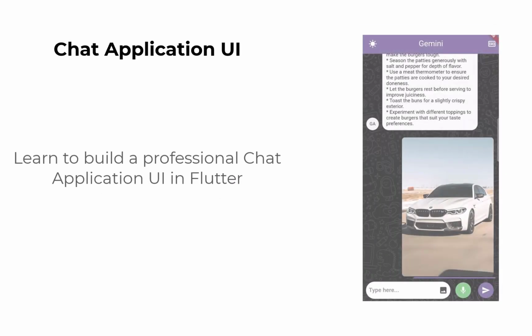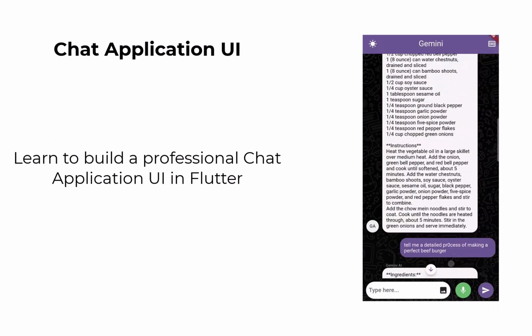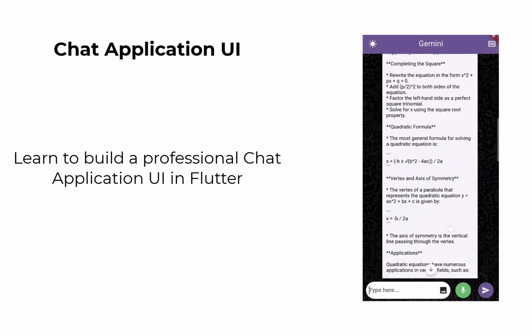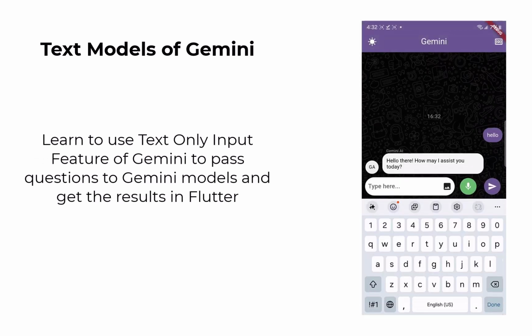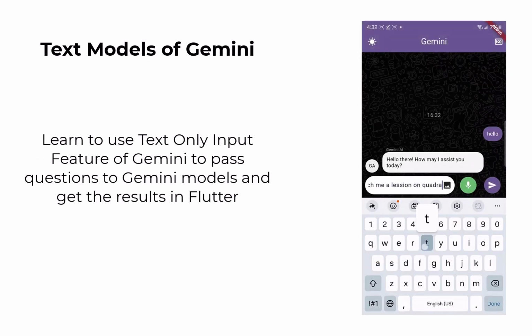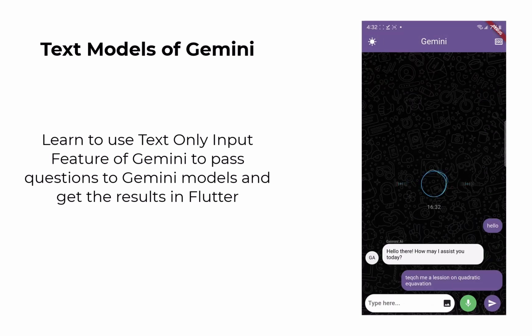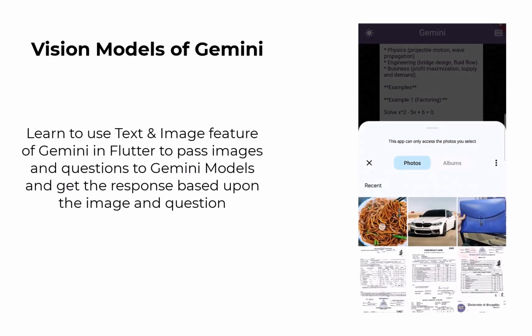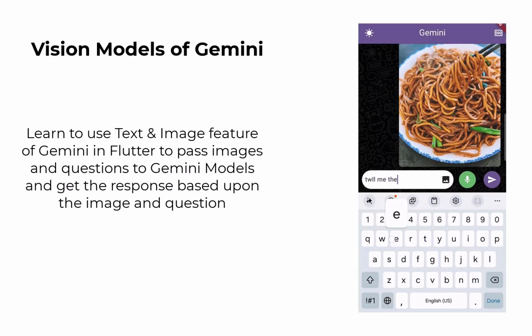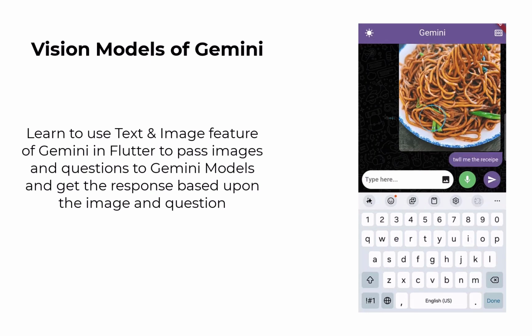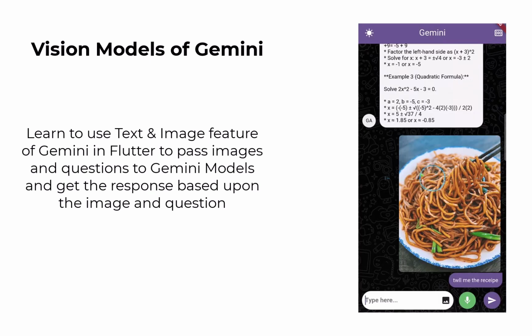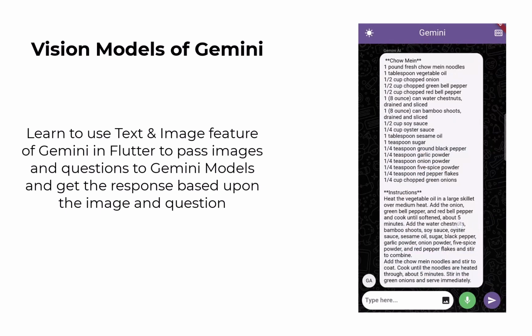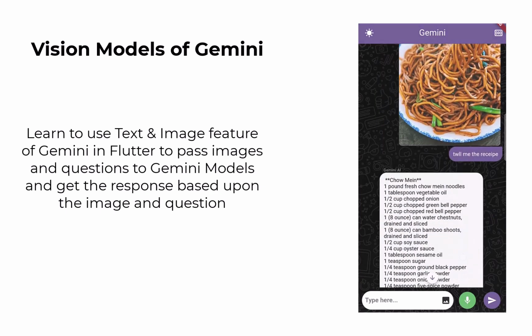While building this application, you will learn to build a beautiful chat application UI in Flutter. And in that application, we are going to use the text-only input feature of Gemini to pass our questions to Gemini models and get the response in Flutter. After that, you will learn to pass images to Gemini models along with your questions. And based upon the image and the question, the model will return the response inside our application.